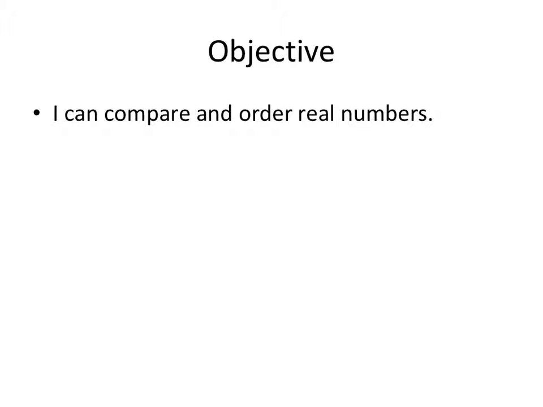Alright, there's the objective again. I can compare and order real numbers. Again, this should be with a calculator though. Wait, what is pi squared?